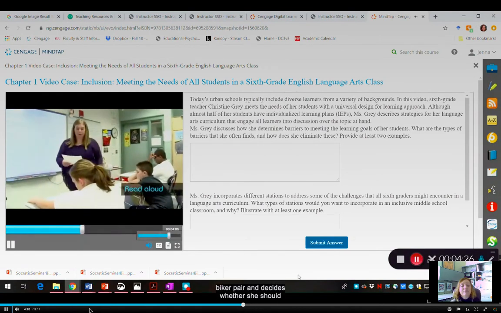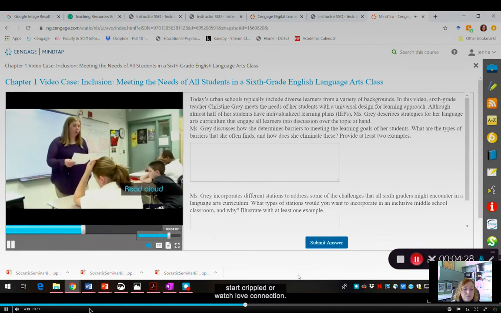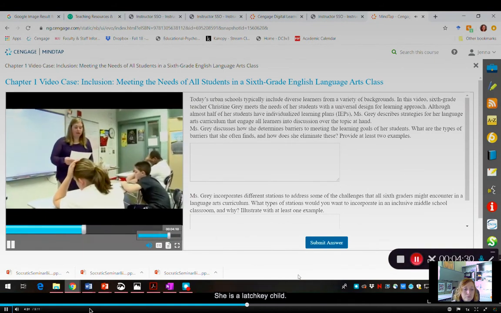Takes up the note left by her parent and decides whether she should start her homework or watch Love Connection. She is a latchkey child.